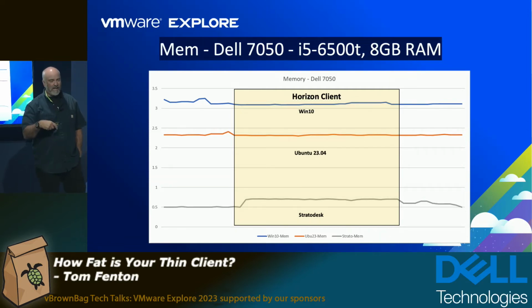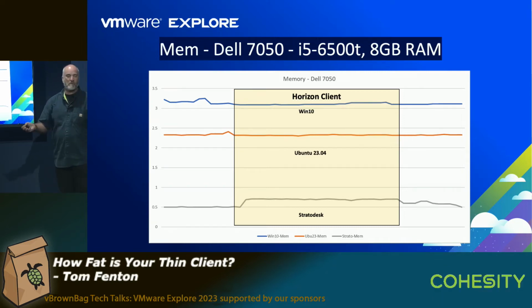And so I actually called the guys at Stratodesk, and I said, I know you guys are based on Linux. They actually use Ubuntu as their underlying operating system. How do you get that low? And he said, we just rip out everything that doesn't support running the native client. That's where we get it so low.